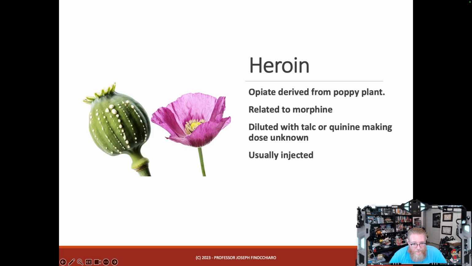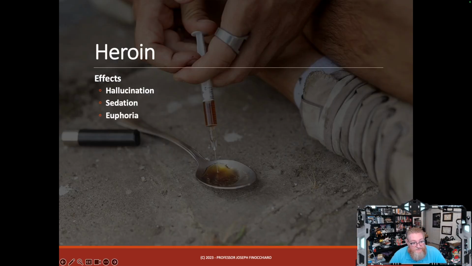Next up, we have heroin. It's an opiate derived from poppy plants. It is related to morphine. It is typically diluted with talc or quinine, making dose unknown, and it is usually injected. Its effects are hallucination, sedation, and euphoria.